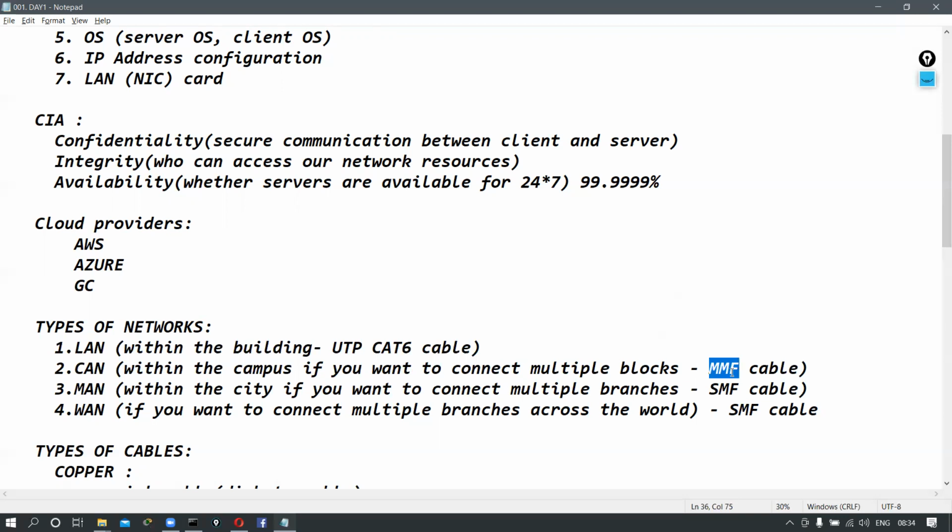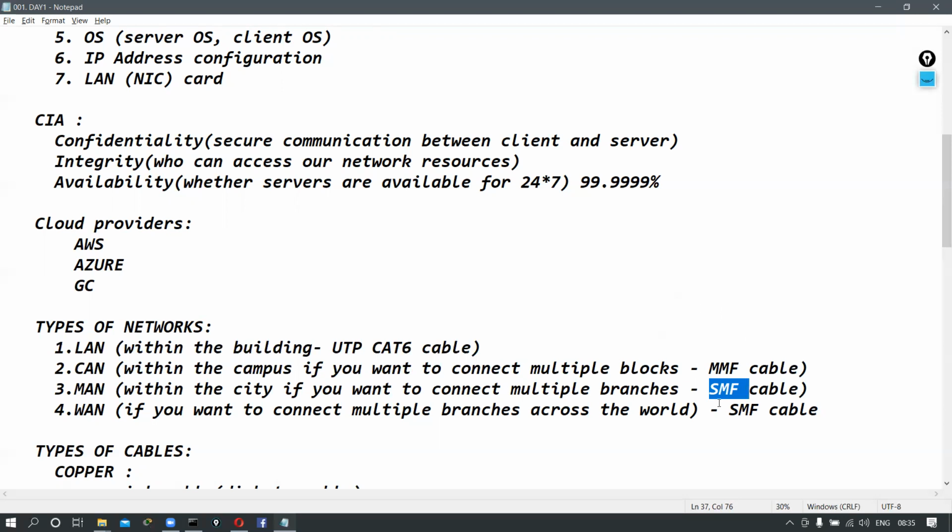Clear now? If you want to connect the branches within the city, from here to Marathahalli, there is a distance of more than 2 kilometers. Then what cable is required? Multi-mode doesn't support more than 2 kilometer distance. We'll go with the single mode fiber optic. It supports up to 40 kilometers.